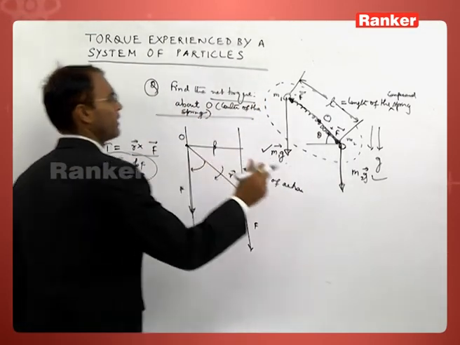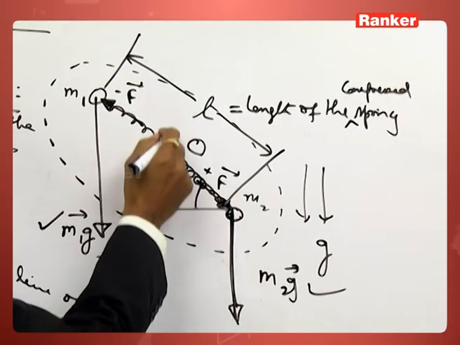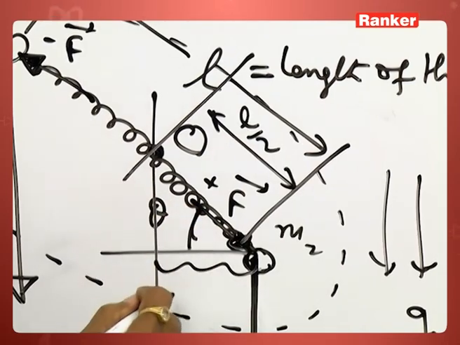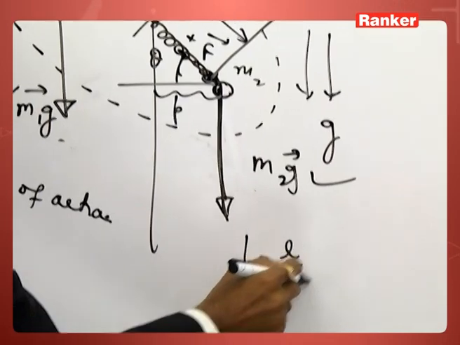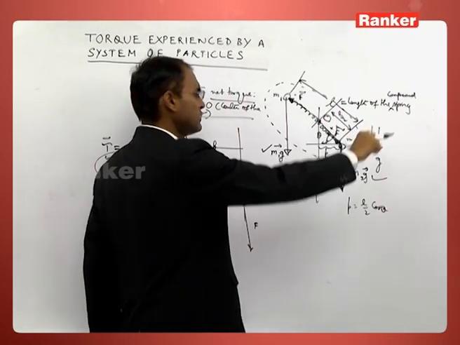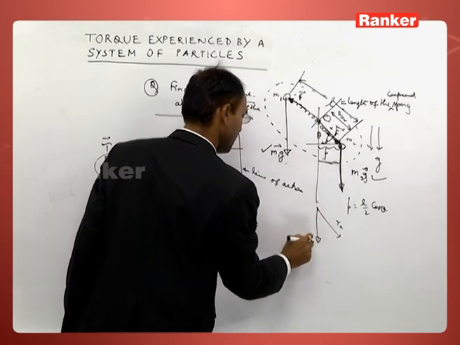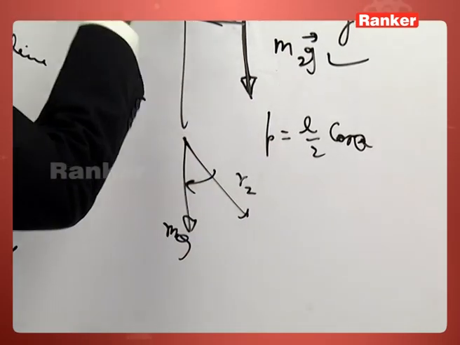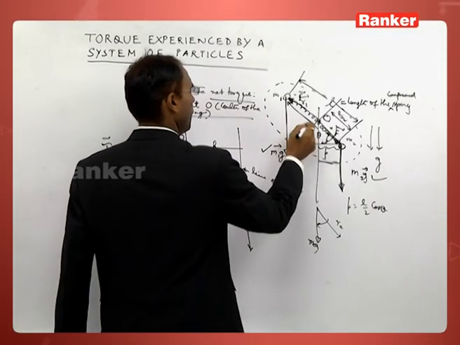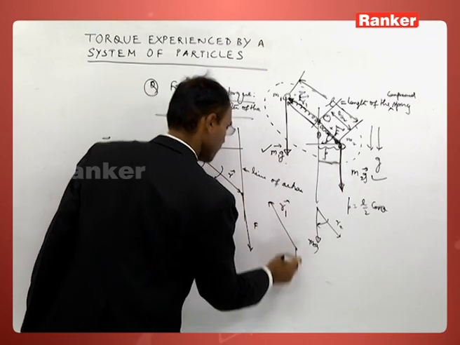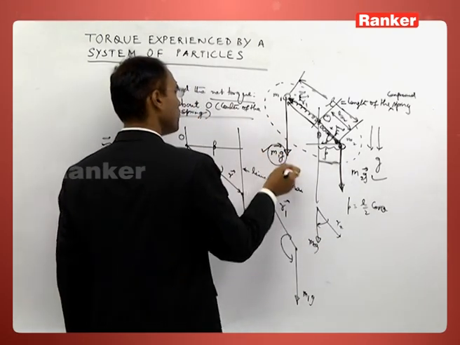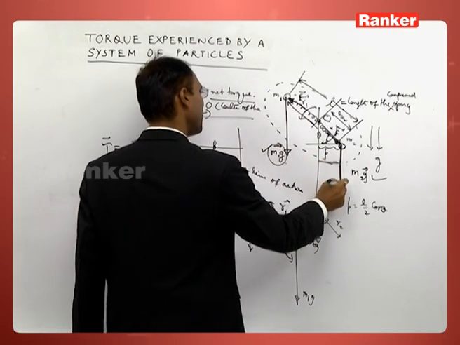So if you use this concept, the torque about this point due to this force can be given as follows. This is the perpendicular distance, this is L by 2, this is theta, this perpendicular distance P can be written as L by 2 cos theta. So M2 g into L by 2 cos theta. In which sense? In clockwise sense, because this is R2, this is M2 g. R2 cross M2 g is clockwise, and here this is R1, this is M1 g. R1 cross M1 g will be in anticlockwise sense. So this force M1 g produces anticlockwise torque. This force M2 g produces clockwise torque.